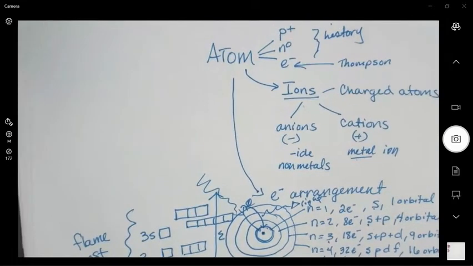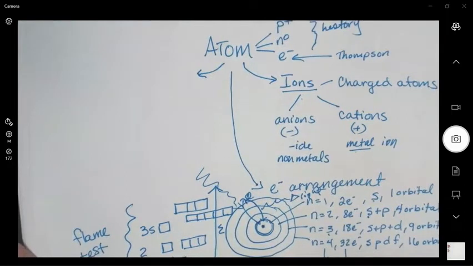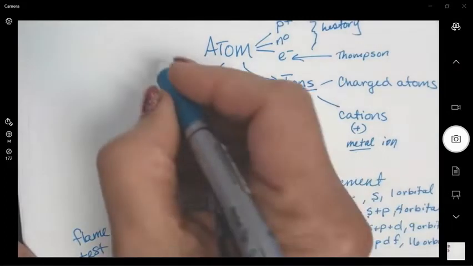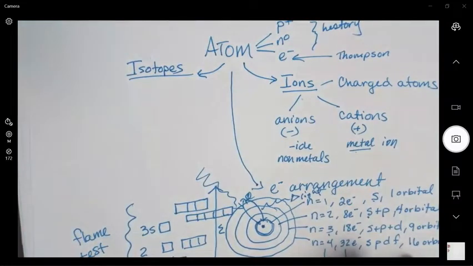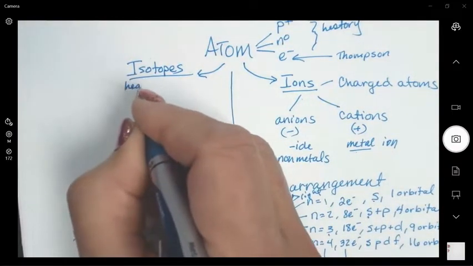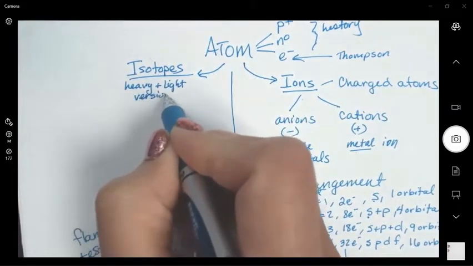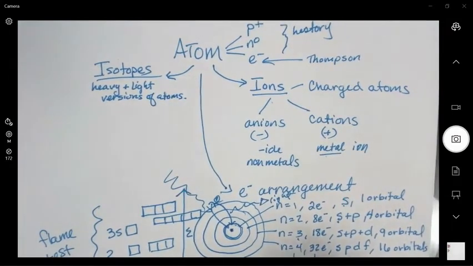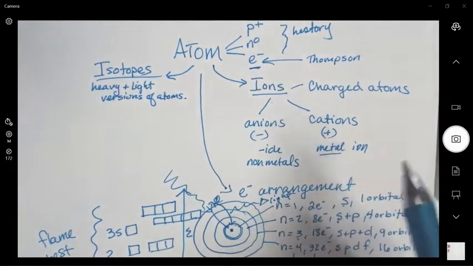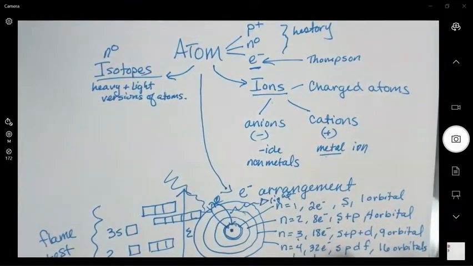So that took care of our ions. What did we do after ions? Also starts with an I. Isotopes. And isotopes are heavy and light versions of atoms, right? Now, ions were all about changing the electrons. Isotopes are all about the neutrons.